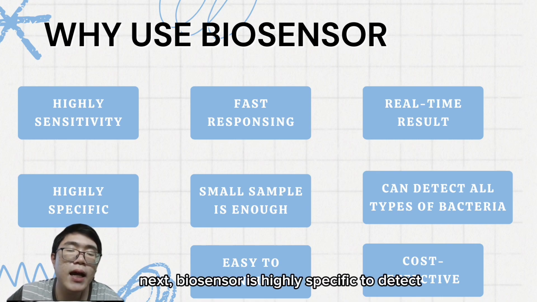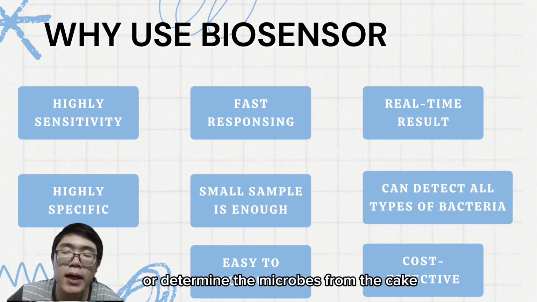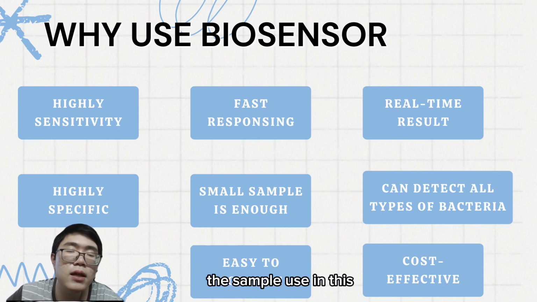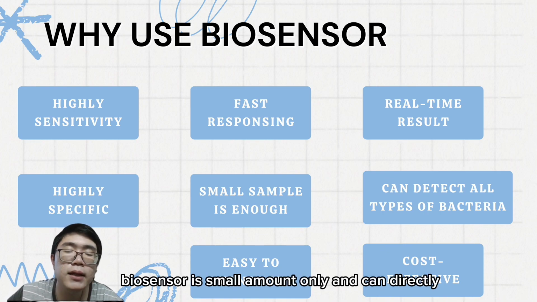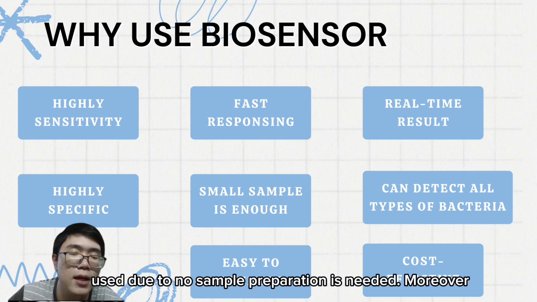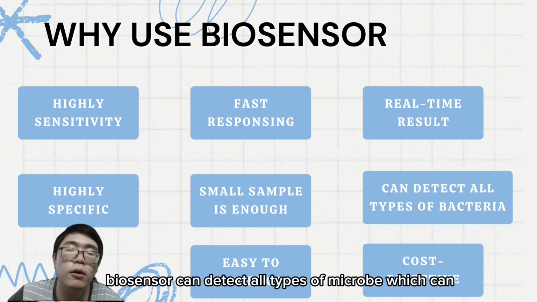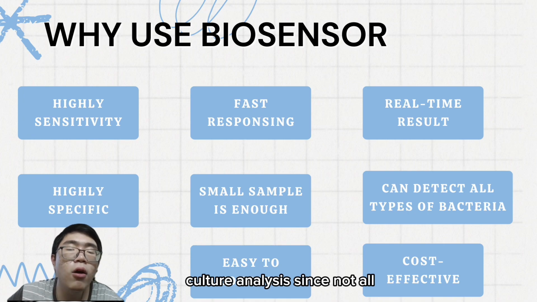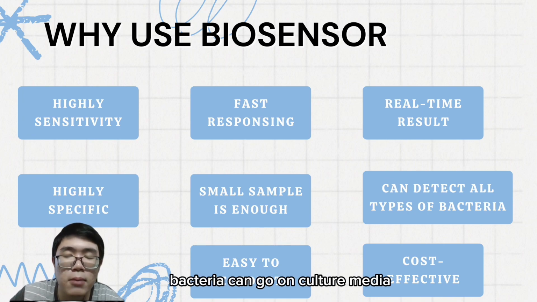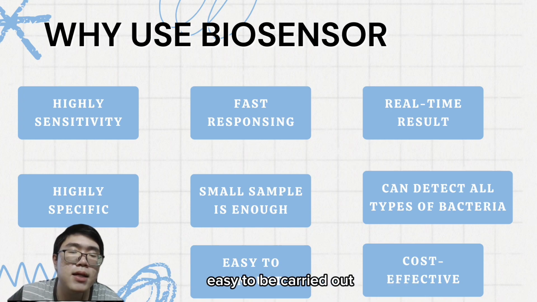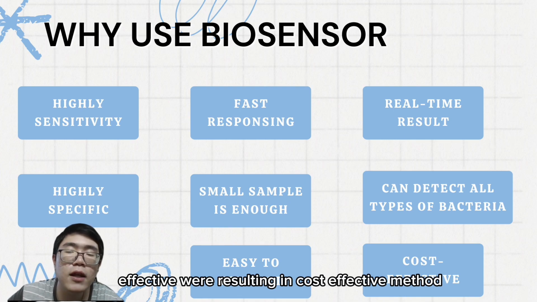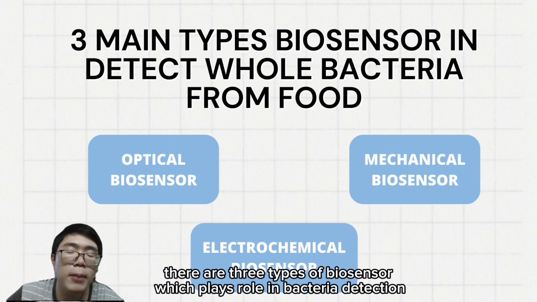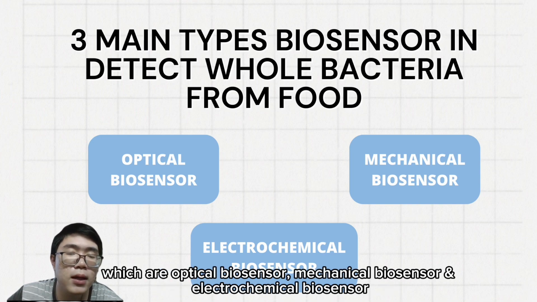Next, a biosensor is highly specific to detect or determine the microbe from the cake. Besides that, the sample used in the biosensor is a small amount only and can be used directly, as no sample preparation is needed. Moreover, a biosensor can detect all types of microbes that cannot be carried out using culture media analysis, since not all bacteria can grow on culture medium. Lastly, the biosensor technique is simple and easy to carry out, hence it's faster and more effective, while resulting in a cost-effective method. There are three types of biosensor that play a role in bacterial detection, which are optical biosensor, mechanical biosensor, and electrochemical biosensor.